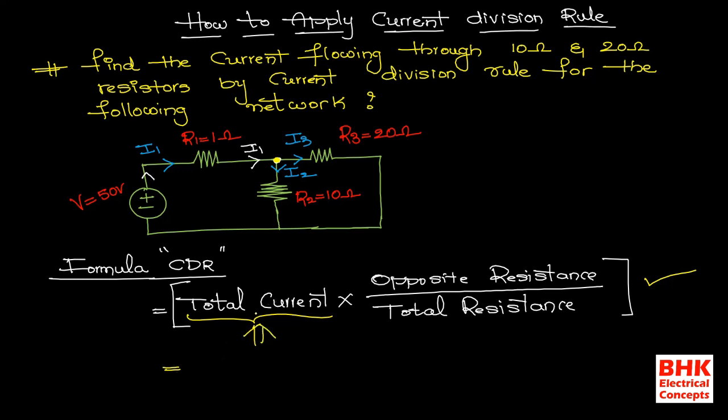After knowing the value of total current, then only it is possible to find the value of I2 and I3. So for that we are going for the calculation of total current in the network. Now see here, first we are going for the calculation of total current. Again I am redrawing the network here.